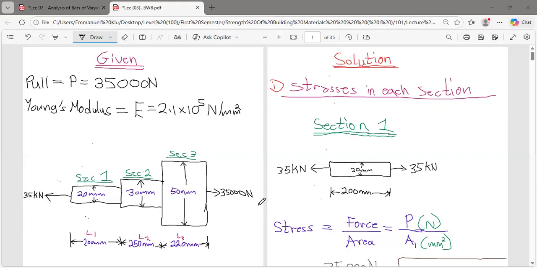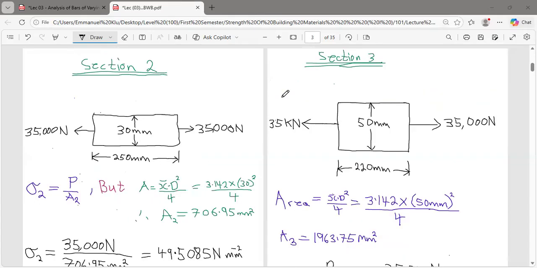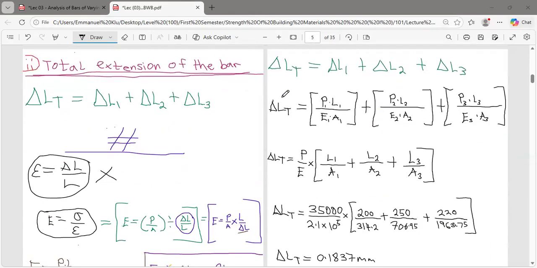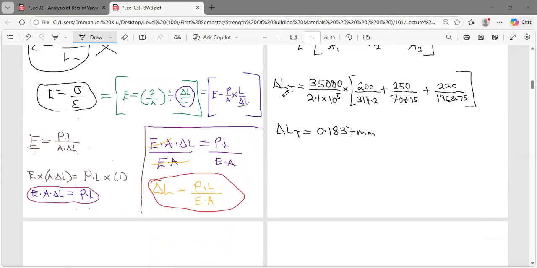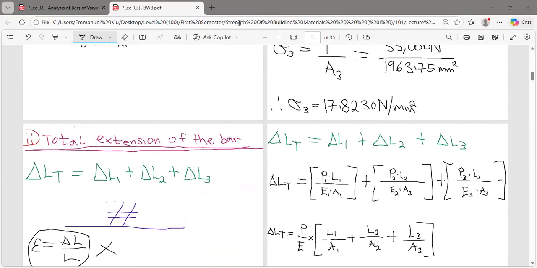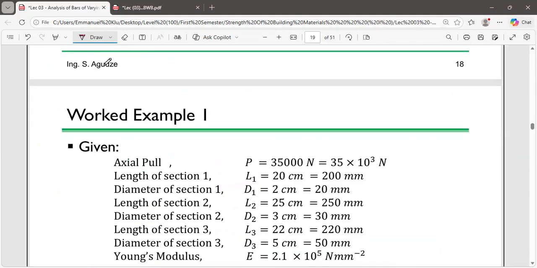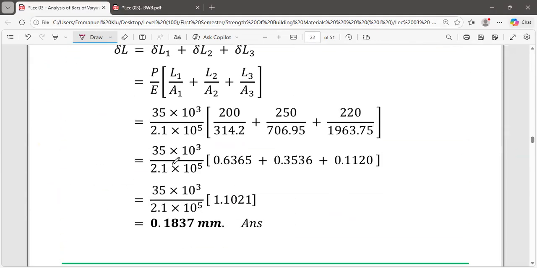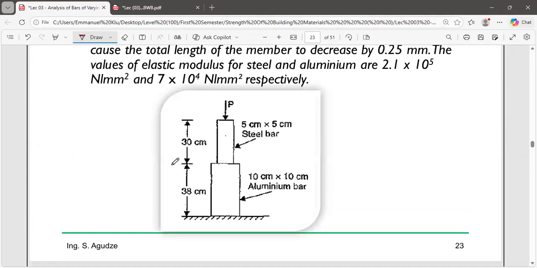Let's quickly pick a different question. Is there anyone having any question to ask before we proceed? Okay, if there will be no question, then let's proceed to see if we can get any other question to solve. This question was just like the one we solved.